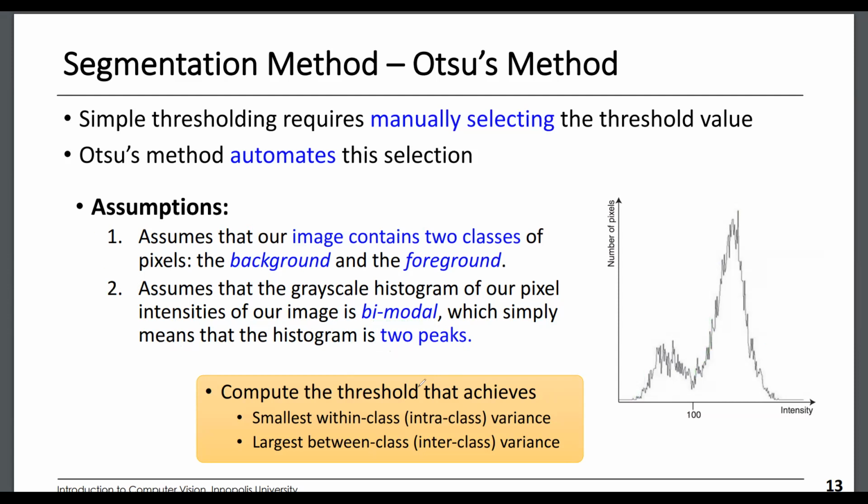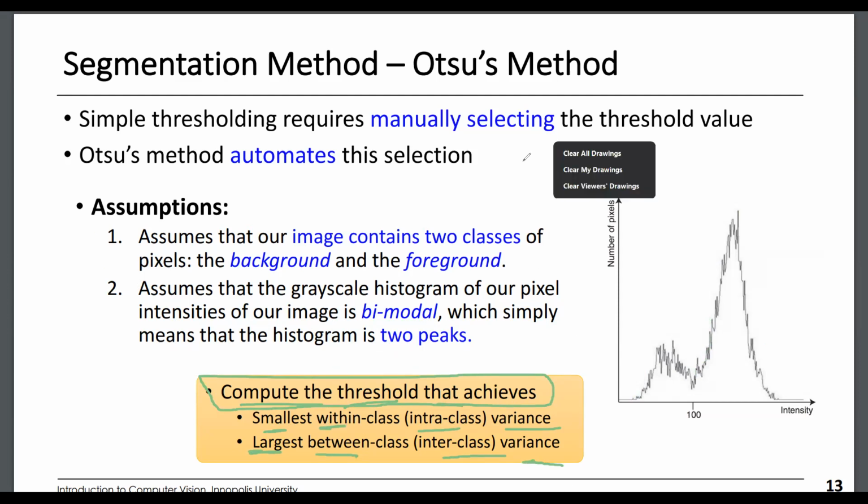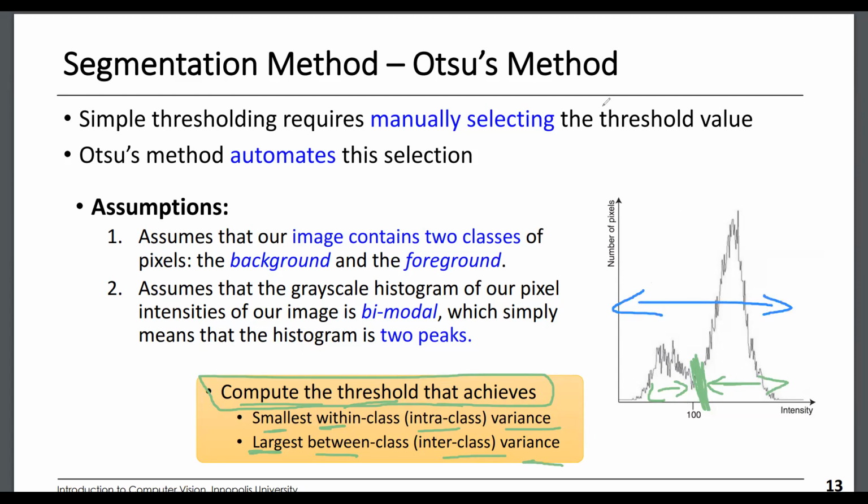What we're trying to do is compute the threshold that achieves the following: the smallest within-class or intra-class variance and the largest between-class or inter-class variance. What does it mean? If I say that this is the split, then the variance in this part should be very small, the variance in this part should be very small, but the variance between them should be as big as possible.